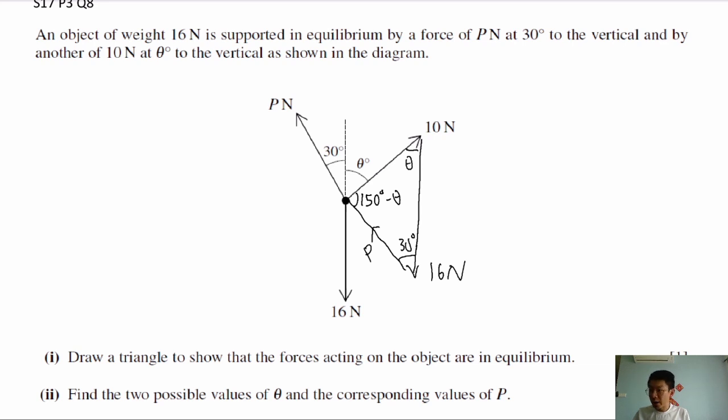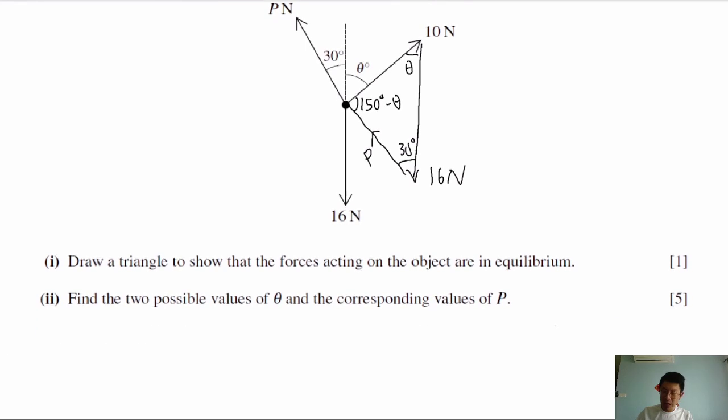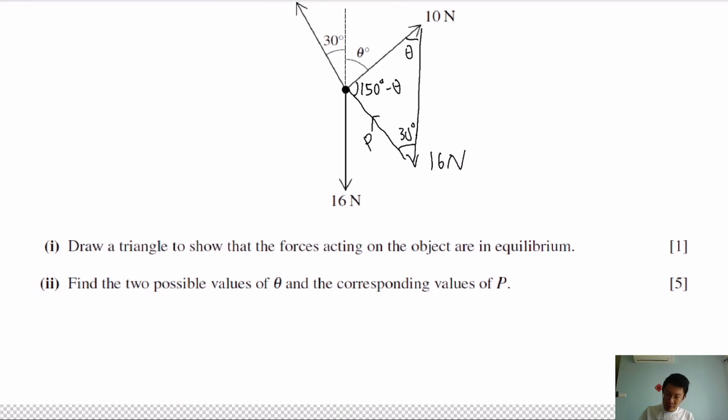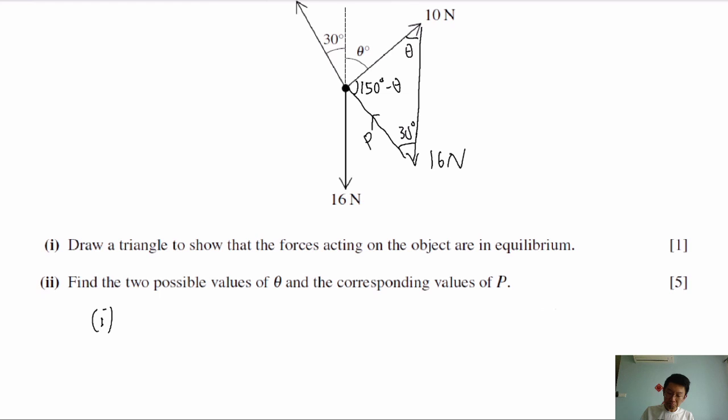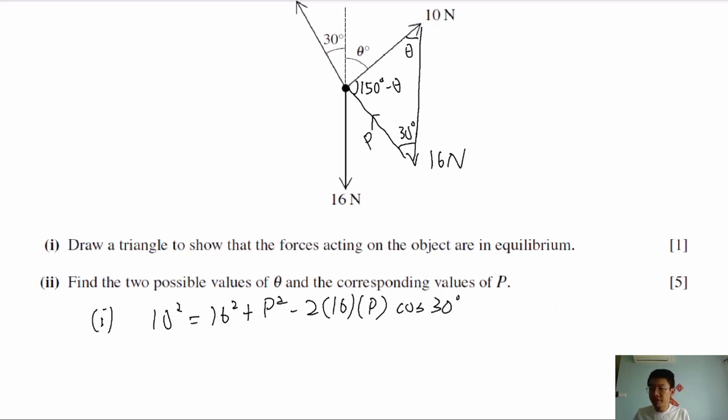For this one, we can actually use any rules from the triangle. I think it is good for us to use the cosine rule. What we can do is use the side which we have, the 10 Newton, and the angle of 30 degrees. Referring to this triangle, we will have 10 squared equals 16 squared plus P squared minus 2 times 16 times P times cos 30. Try to keep the exact value for cos 30, which is root 3 over 2.